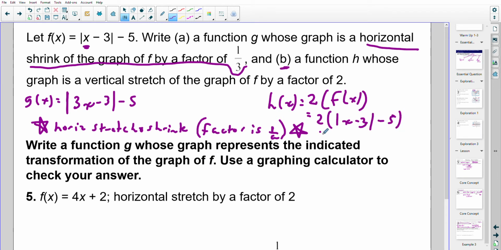And that's where you have to remember to distribute. 2 times x minus 3 in absolute values, minus 10. That's your h of x.